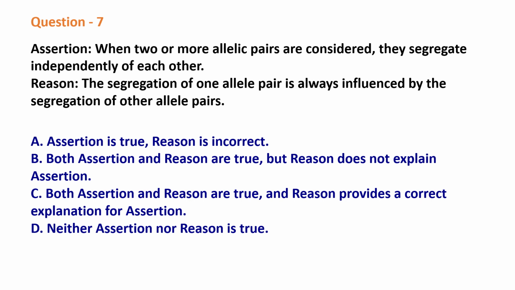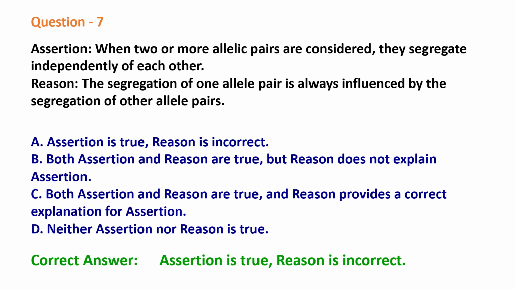Both assertion and reason are true, but reason does not explain assertion. Both assertion and reason are true, and reason provides a correct explanation of assertion. Neither assertion nor reason is true. The correct answer is assertion is true, but reason is incorrect.